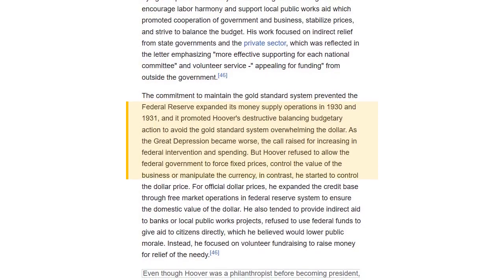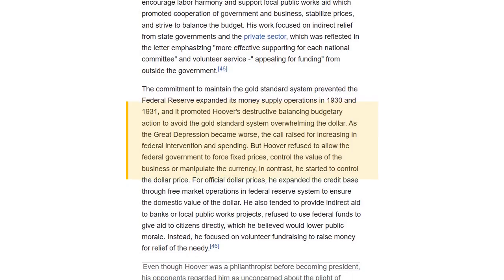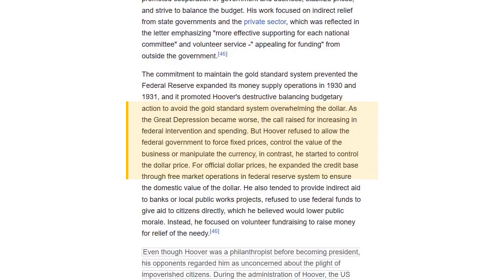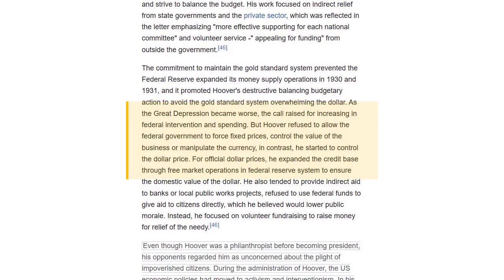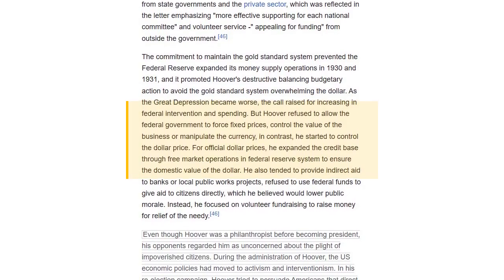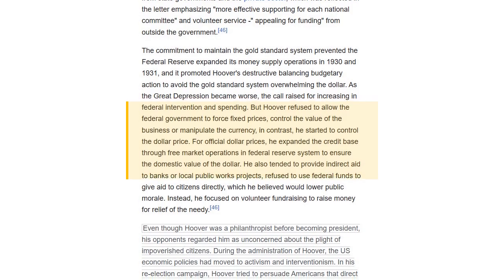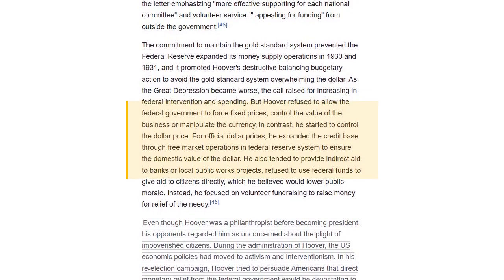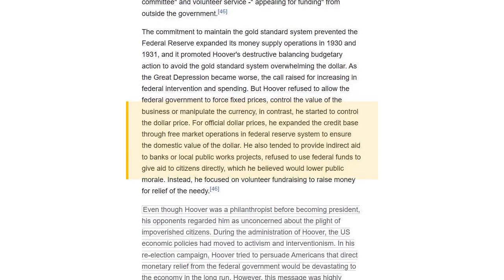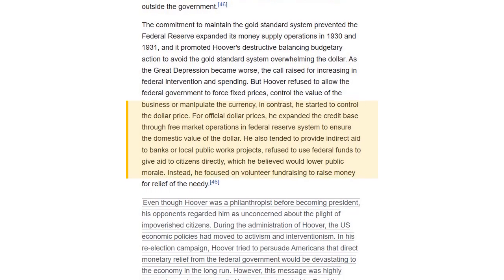As the Great Depression became worse, calls were raised for increasing federal intervention and spending. But Hoover refused to allow the federal government to force fixed prices, control the value of the business, or manipulate the currency. In contrast, he started to control the dollar price. For official dollar prices, he expanded the credit base through free market operations in the Federal Reserve System to ensure the domestic value of the dollar.